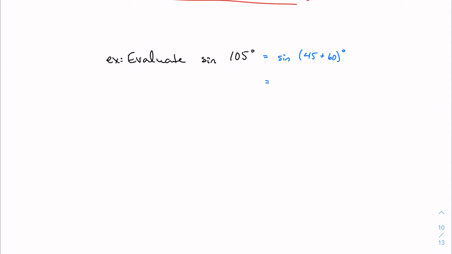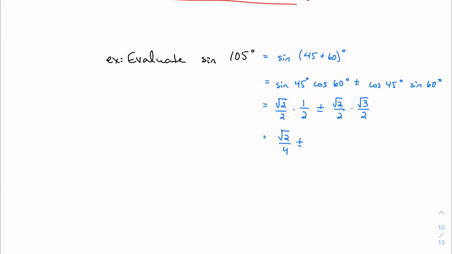I know these values, so I can now expand sine, cosine, cosine, sine, and evaluate what I know. Sine 45 is root 2 over 2. Cosine 60 is 1/2. Cosine 45 is root 2 over 2, and sine 60 is root 3 over 2. Combine this all together, and we get root 2 over 4 plus root 6 over 4, which is just root 2 plus root 6 over 4.